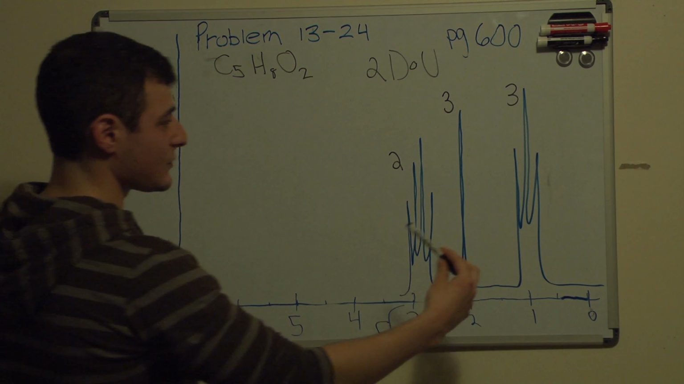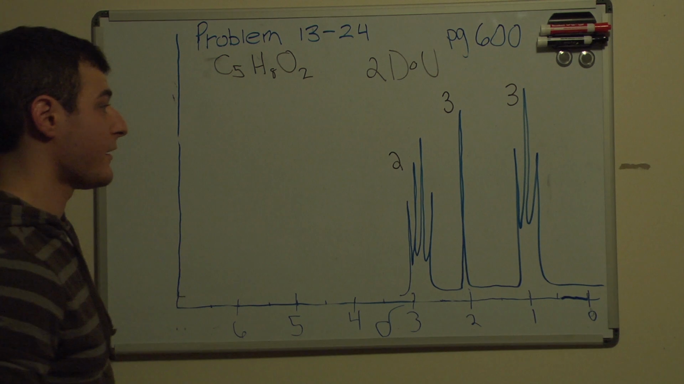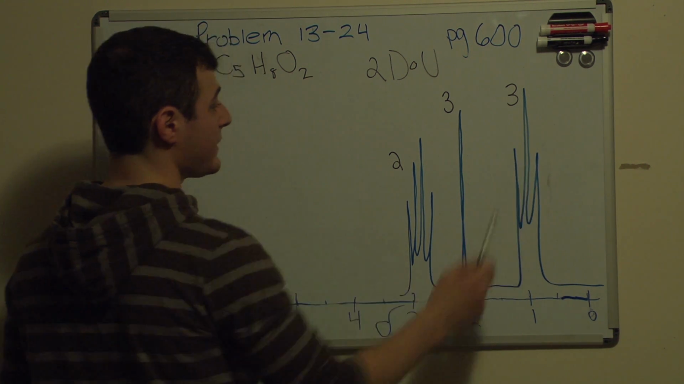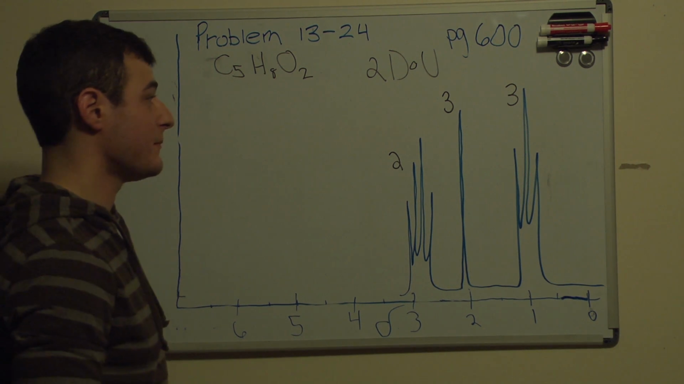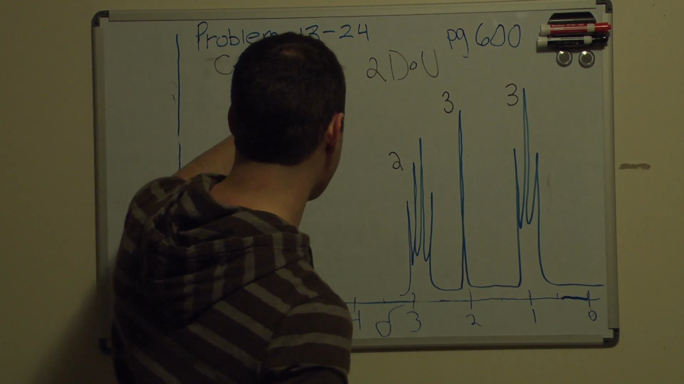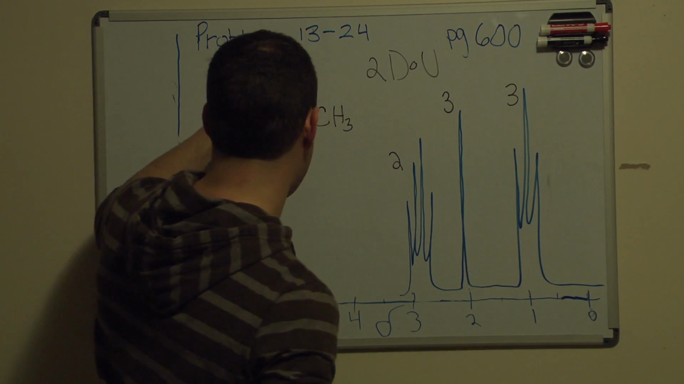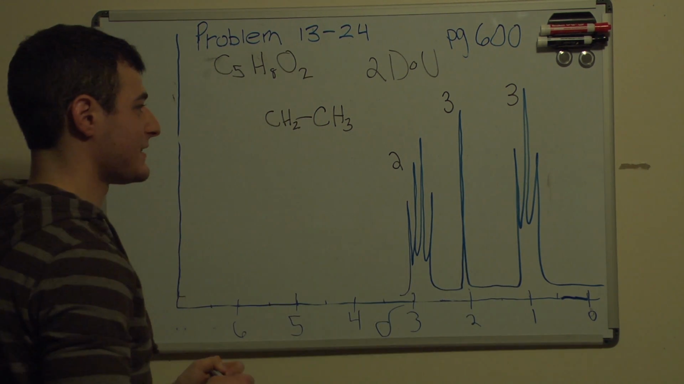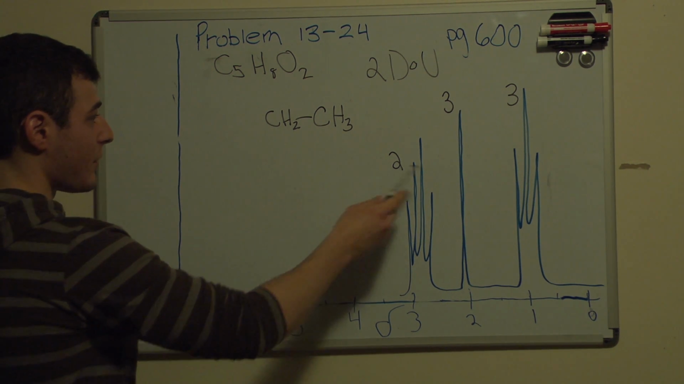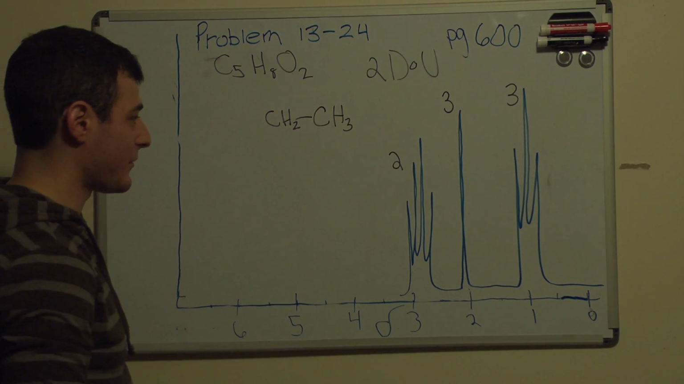Actually, starting this way. I want to look at this guy first because you can see it integrates to 3. So I'm going to go ahead and say that that's a CH3 group. And if you look, 1, 2, 3 peaks just like that means it's next to a CH2 group. That's pretty easy for me to see right off the bat. So I'm going to go ahead and put that up here. Makes sense, right? There's no other way to get a CH3 group that's being split by 2 hydrogens besides this setup here.